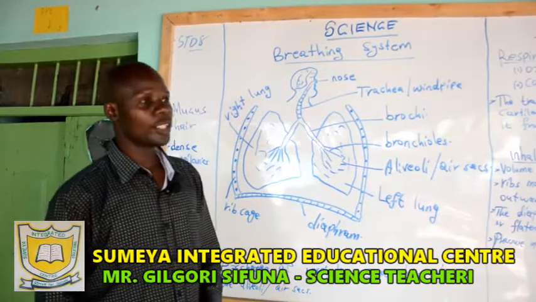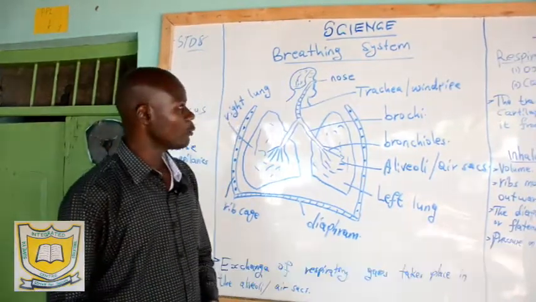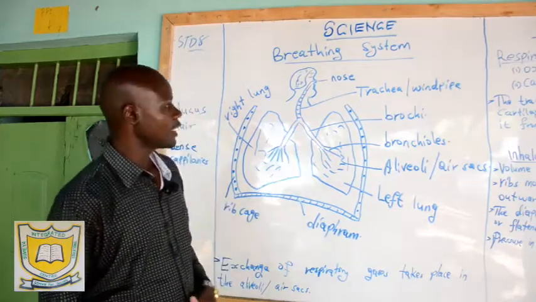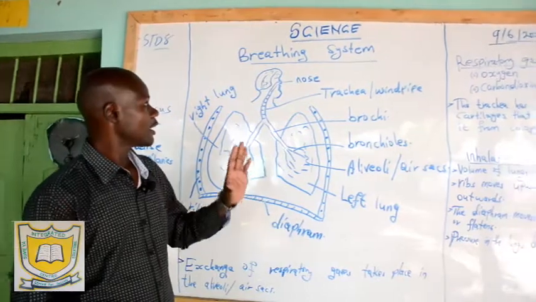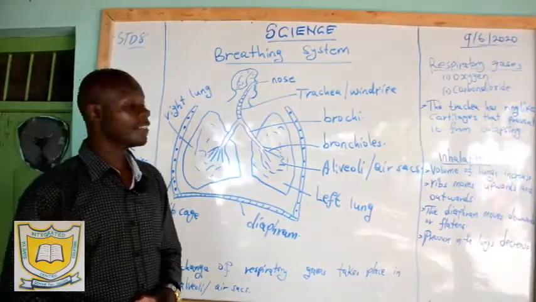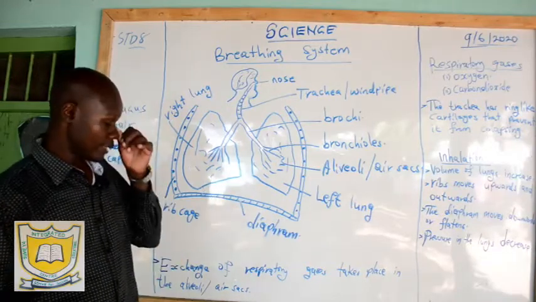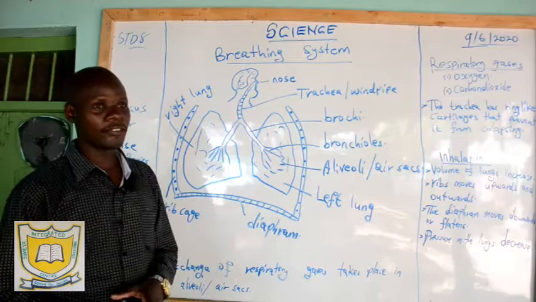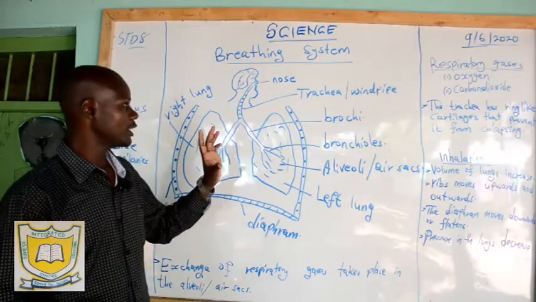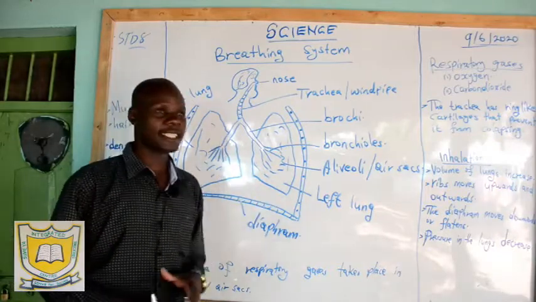We proceed with the human body, of which last time we covered teeth, types of teeth, sets of teeth, and also the function of teeth. So today I'm introducing human body standard 5, of which we will have to cover the two human body systems in standard 5, which are the breathing system and the digestive system.